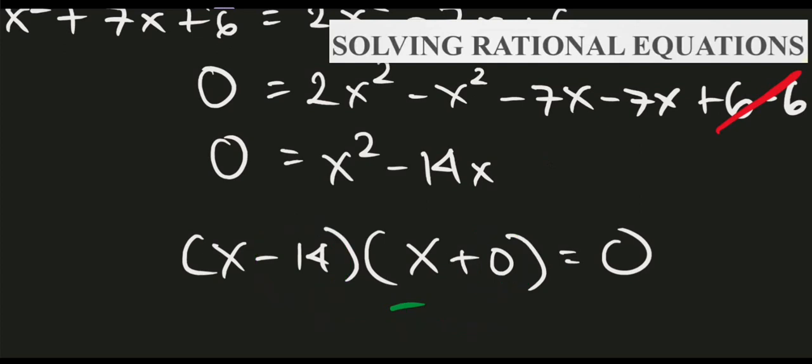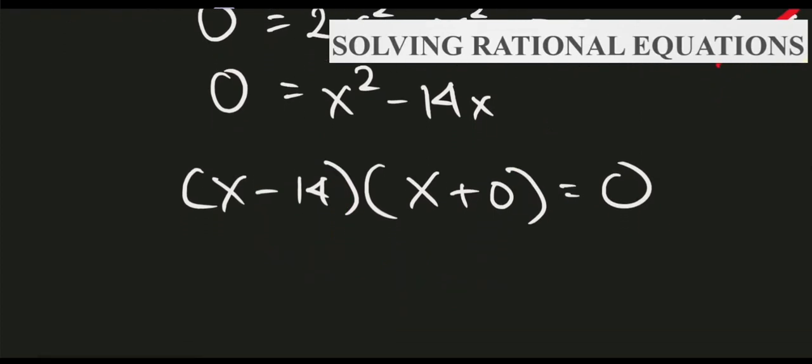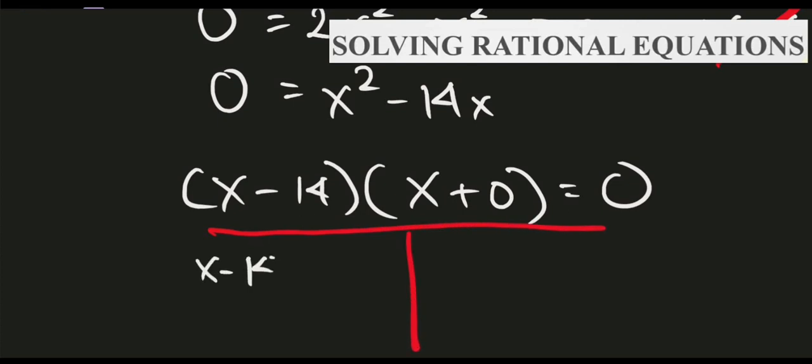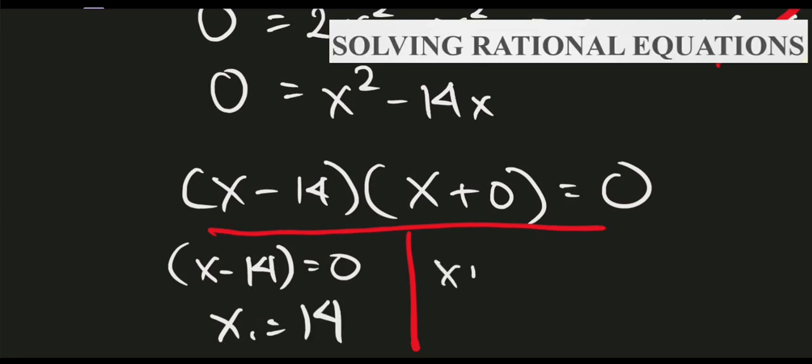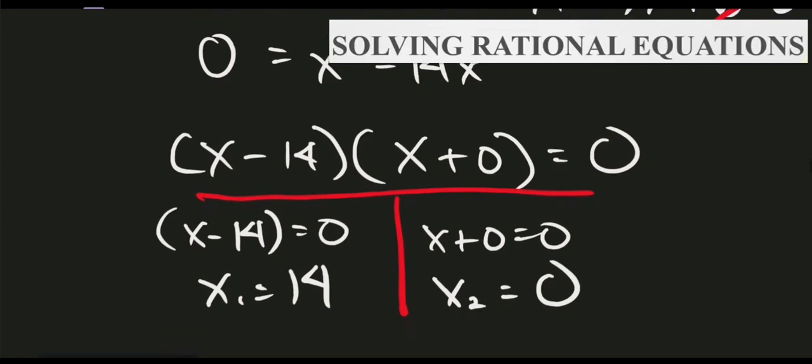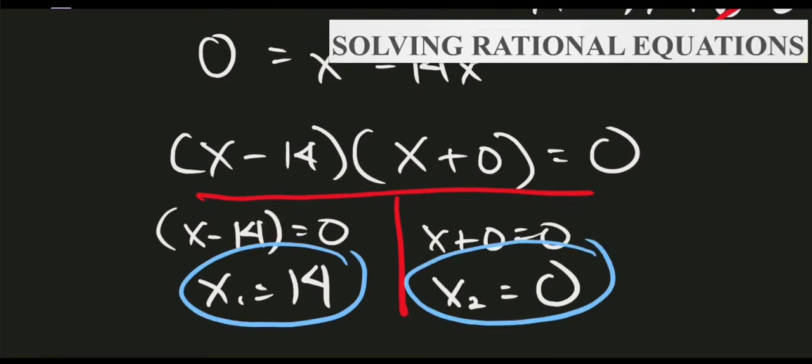Since we have this set of factors, again, just construct the table and let's solve for the values of x. Therefore, x minus 14, if that is equal to 0, therefore the value of x sub 1, or the value of our first x, is positive 14. Okay, and if we have x plus 0 is equal to 0, obviously the value of our second solution is equals to 0. So we have this set of solutions for this given problem.